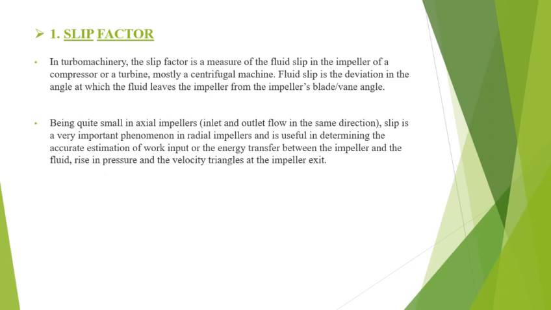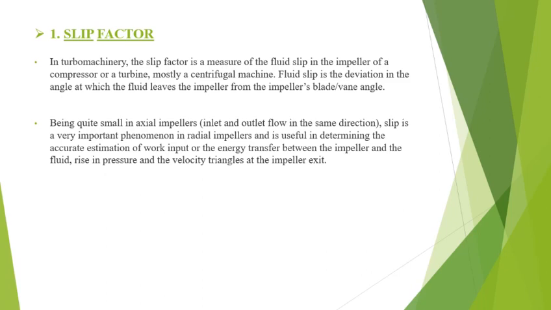In turbomachinery, the slip factor is a measure of the fluid slip in the impeller of a compressor or a turbine, mostly a centrifugal machine. Fluid slip is the deviation in the angle at which the fluid leaves the impeller from the impeller's blade angle. Being quite small in an axial impeller, inlet and outlet flow are in the same direction.